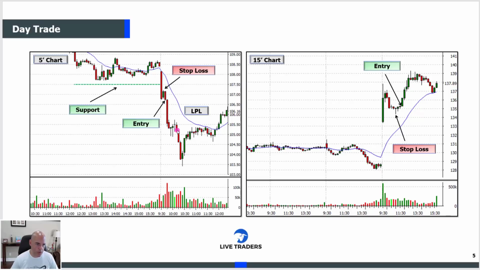5, 10, 15, 20, 25, 30, 40 minutes and you're at target on this thing. 40 minutes. That's a day trade. That's an intraday, and it's a short-term one. On a 15-minute chart, it's no different.